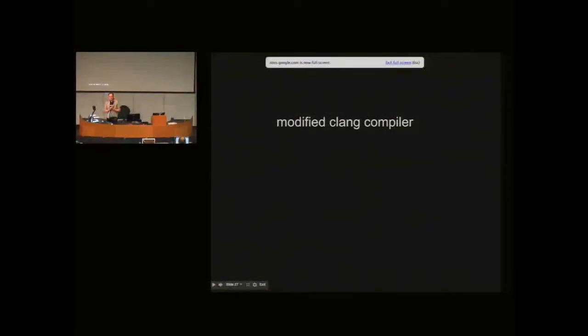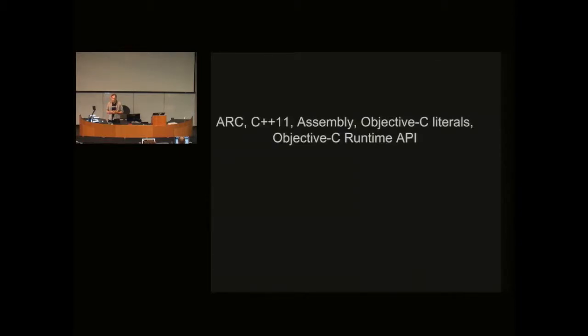We took the Clang compiler. It's the same compiler that's used by Apple to build iOS apps, and we modified it to support Android. We added in support for all the advanced stuff that you can do in Objective-C, like automatic reference counting and Objective-C literals, and made a compiler that can compile pretty much any iOS game that you might want to write. It can also compile some other types of apps as well.